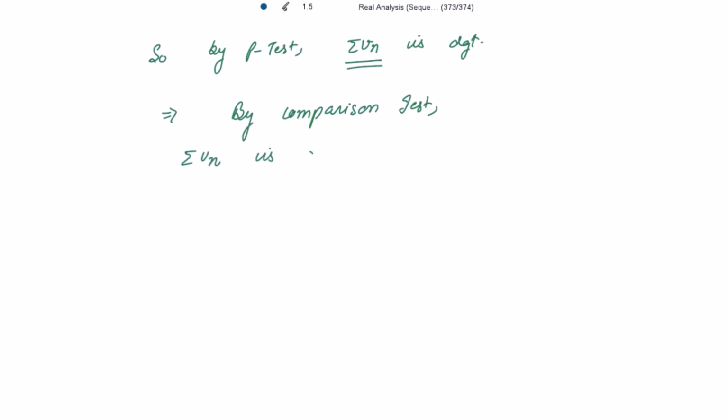So by p test the summation Vn is divergent, and because summation Vn is divergent, this implies by comparison test summation Un is also divergent, because both the series will have the same nature. So summation Un is what? What is Un? It is x to the power n divided by x plus n. So this series is divergent for x equal to 1.